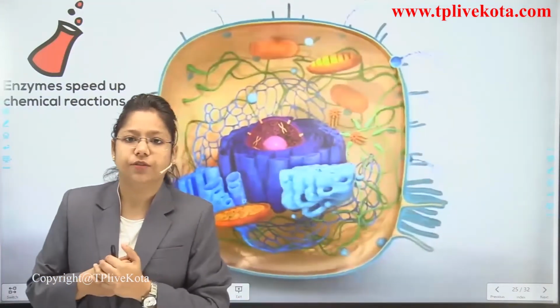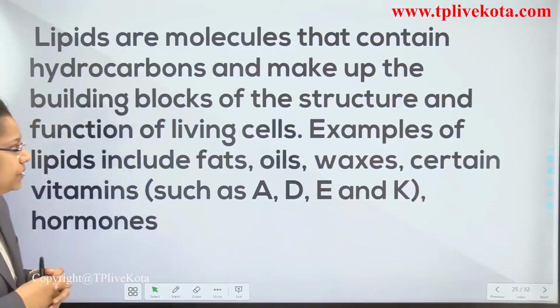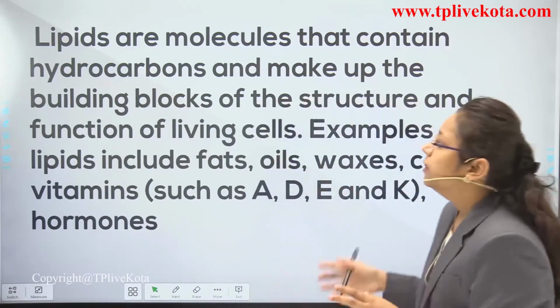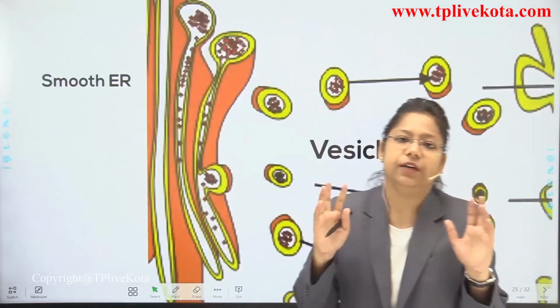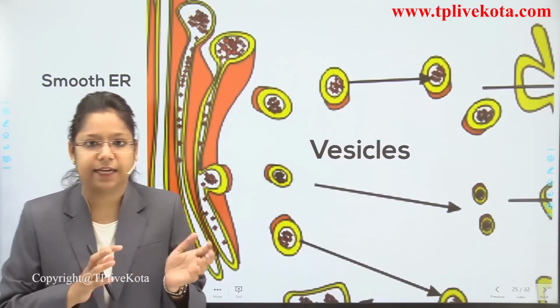Because of the presence of ribosomes, protein synthesis takes place here in the rough endoplasmic reticulum. Now lipids are molecules which contain what? Hydrocarbons, and make up the building blocks of the structure and function of a living organism. Lipids, fats, oils are synthesized over here.